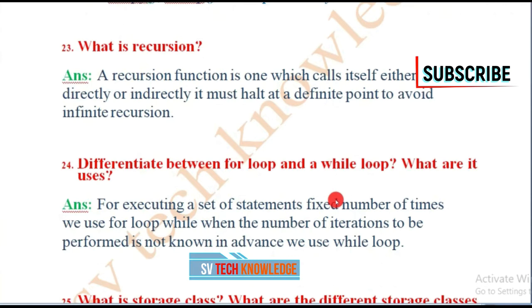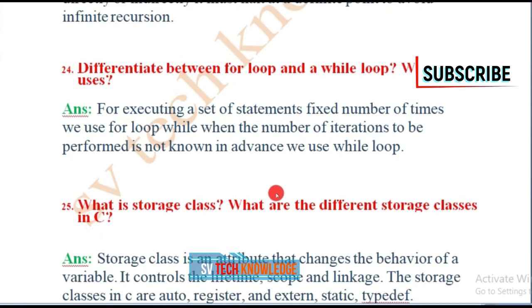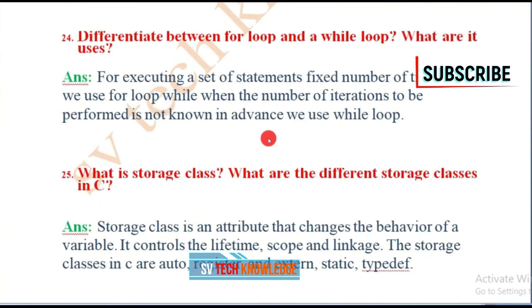Next question. Difference between for loop and while loop, and what are their uses? For executing a set of statements a fixed number of times, we use the for loop. When the number of iterations to be performed is not known in advance, we use the while loop.